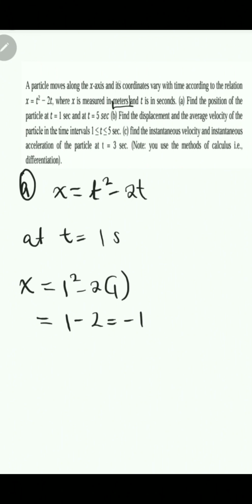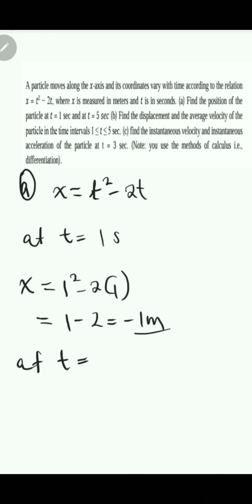So we'll have x to be equal to t squared, which is 1 squared, minus 2 times 1. So this further simplifies to 1 squared, which is 1, minus 2. This gives us negative 1. Now we're told that this value of x is measured in meters. So that means here we have negative 1 meter. So at t is equal to 1 second, we get negative 1 meter as the position.